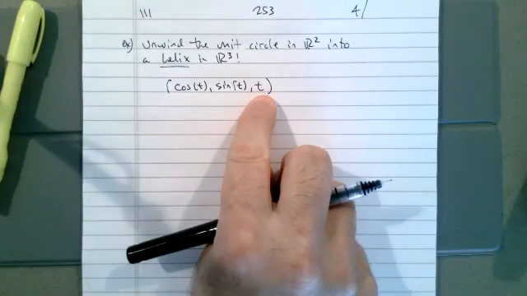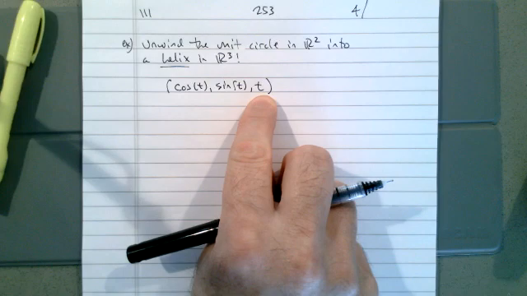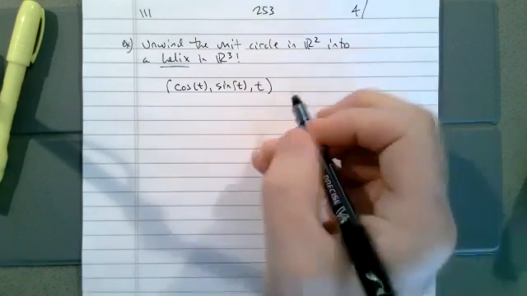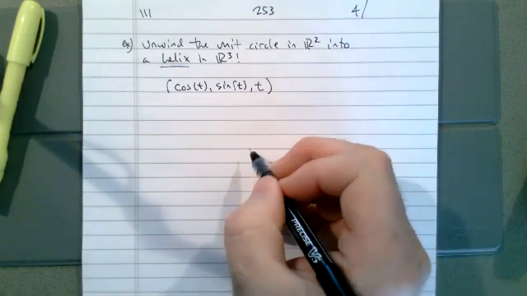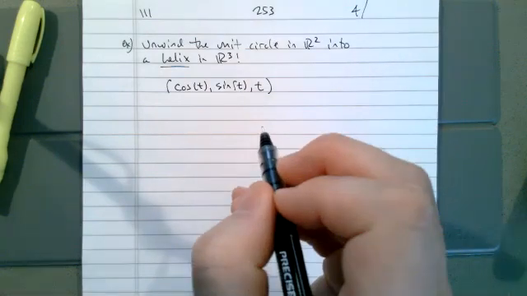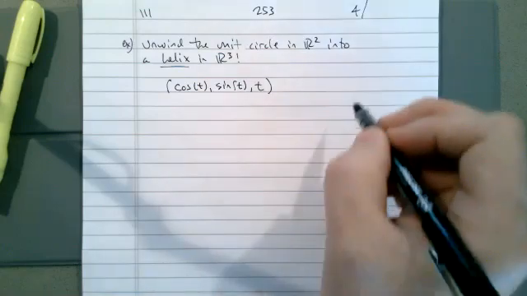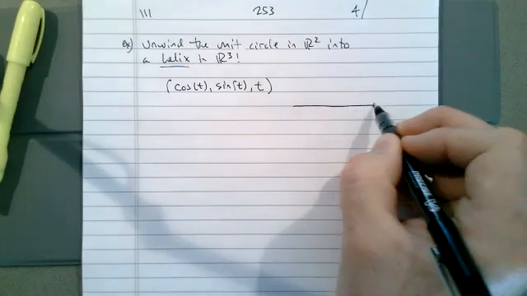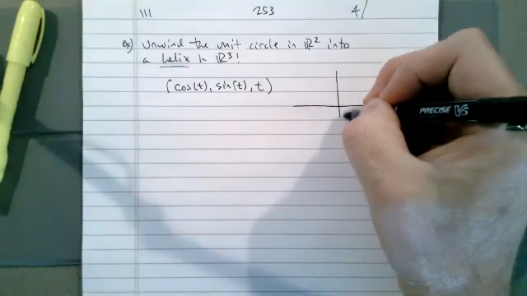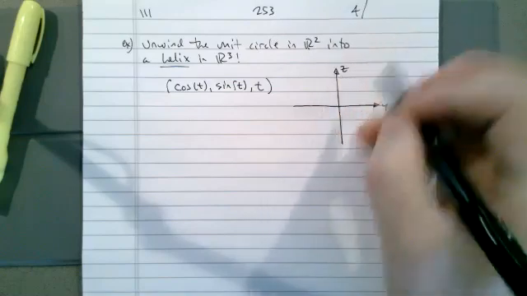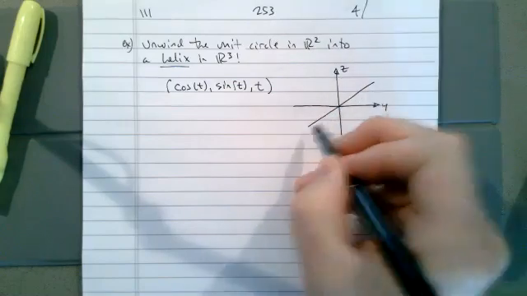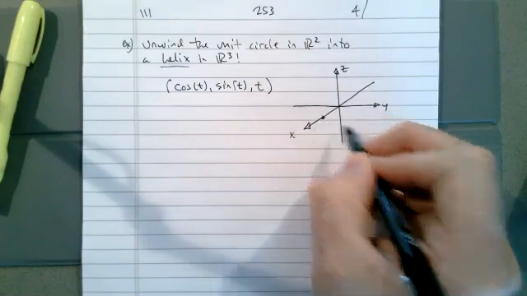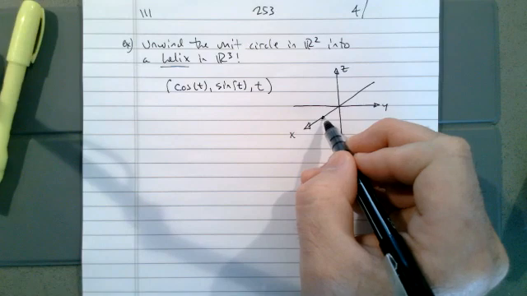And this is where we're going to separate things at 0 and 2 pi. And we're going to grab that point and we're going to pull it up so that when t is equal to 2 pi, we're back at the starting point, but 2 pi units up. So we made like a spiral staircase. So we're going to start here. We're going to start at 1, 0, 0.